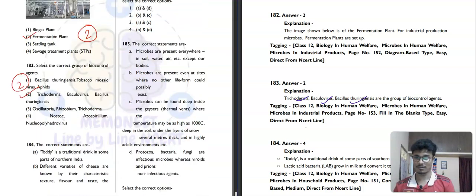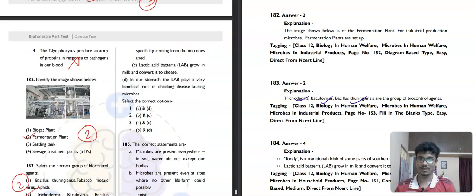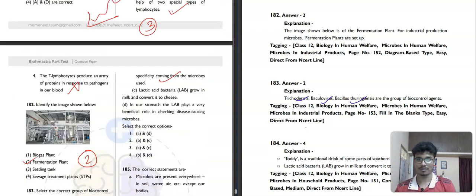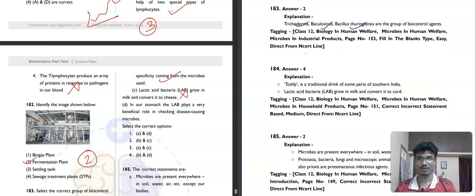In question number 184, select the correct statement. Toddy is a traditional drink in some parts of northern India. So it is some parts of southern India, not northern India. Different varieties of cheese are known by their characteristic texture, flavor, taste, and the specificity coming from microbes used. Correct one, obviously. Then lactic acid bacteria LAB grow in milk and convert it into cheese. No, this is not correct. Lactic acid bacteria LAB grow in milk and convert it into curd. In our stomach, LAB plays a very beneficial role in checking the disease causing microbes. So this one is the correct one. So B and D are correct. Fourth option is our correct answer.